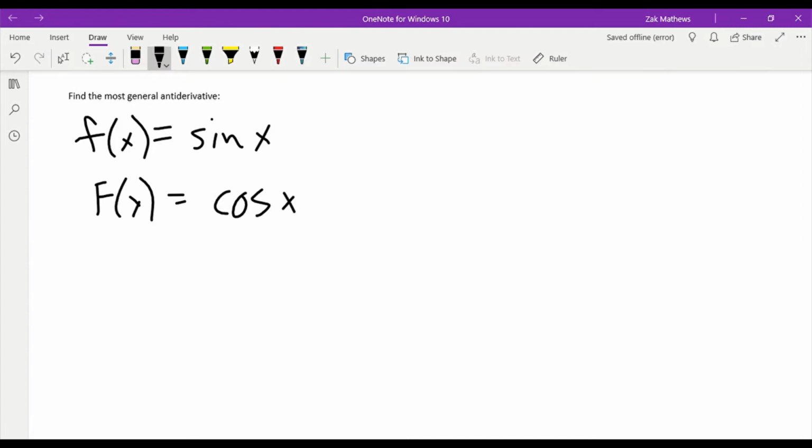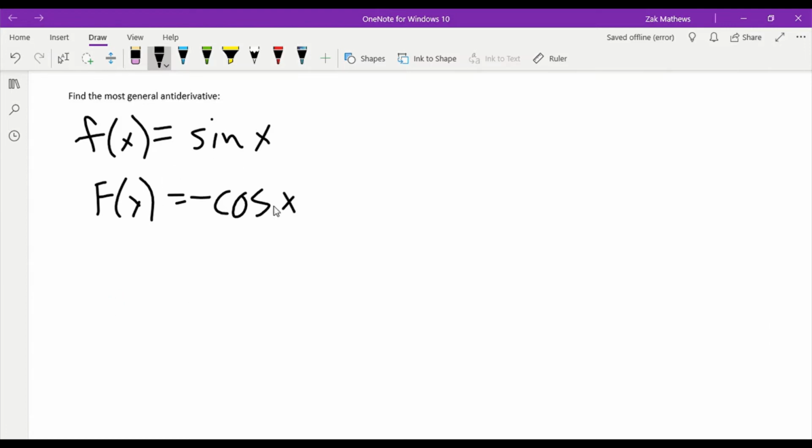But what I find 90% of the time is we're very, very comfortable with derivatives at this point. Finding antiderivatives is new. And so let's just do what we're better at. Let's take cosine and let's take its derivative. What is the derivative of cosine? It's negative sine. And so to correct that negative, I need to put a negative in front.